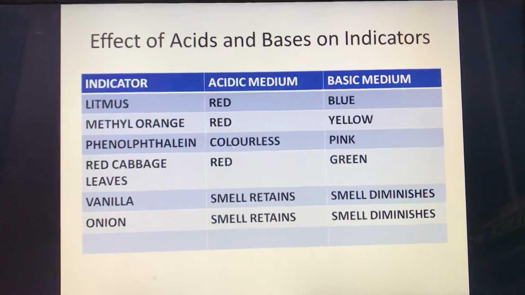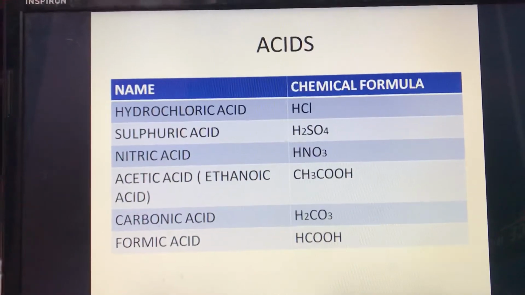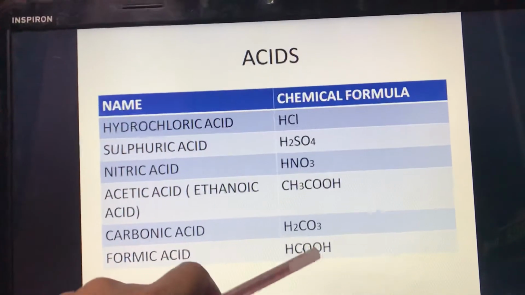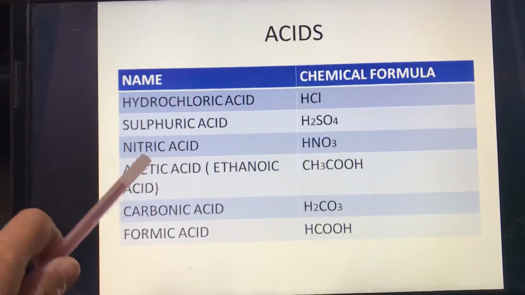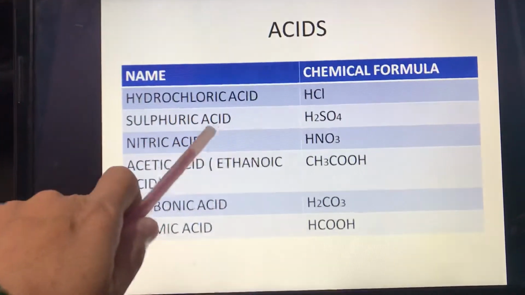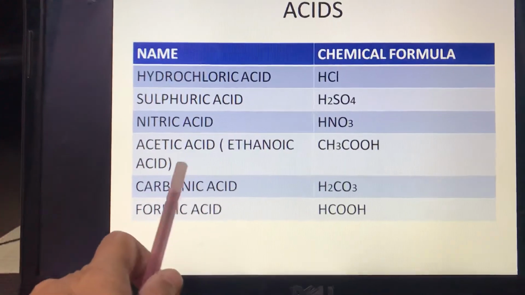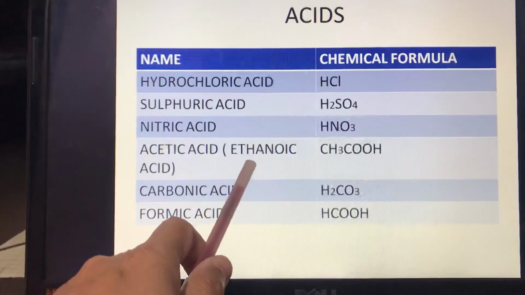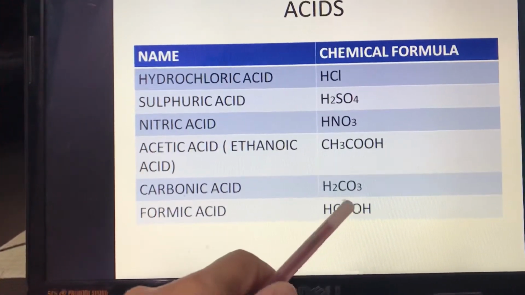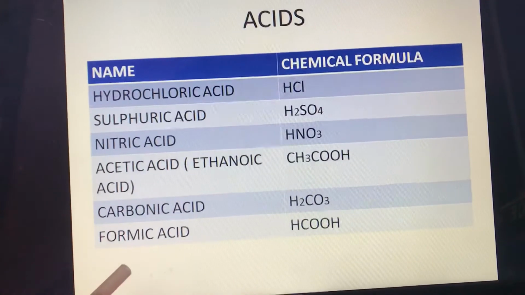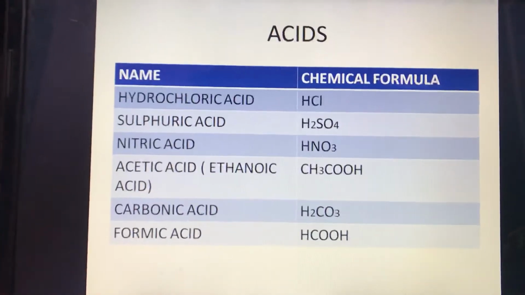Okay, we'll move further. Now here in this table you can see the names of some common acids and their chemical formula. You should be aware of these before going further. Hydrochloric acid, HCl, sulfuric acid, H2SO4, nitric acid, HNO3, acetic acid, also known as ethanoic acid, CH3COOH, carbonic acid, H2CO3, and formic acid, HCOOH. So these are some common acids.